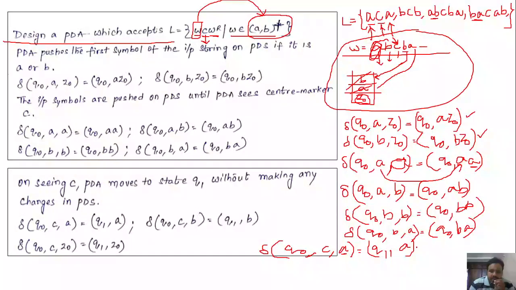Okay, so that's why I have written q1 comma A, and the same is the case if we are in state q naught, if the input is C and stack content is B. In this case you go to the state q1 comma and you are going to push B. Okay, so the q1 state indicates that we have seen the character C, right? So after that C, for each occurrence of the input symbol we have to pop the stack, if the contents are matching. Okay, next.